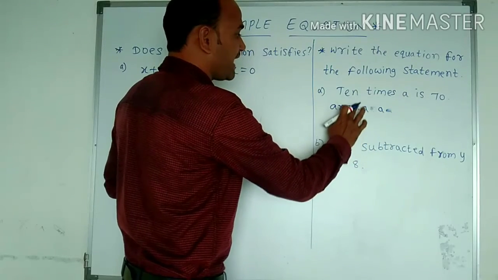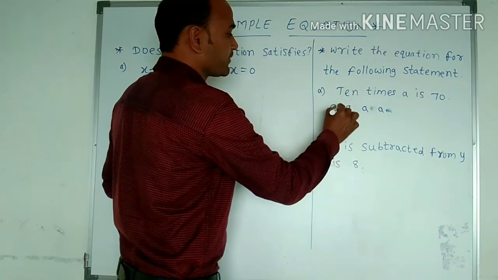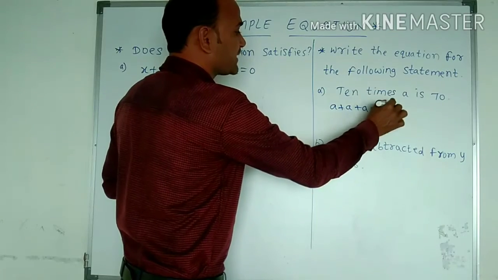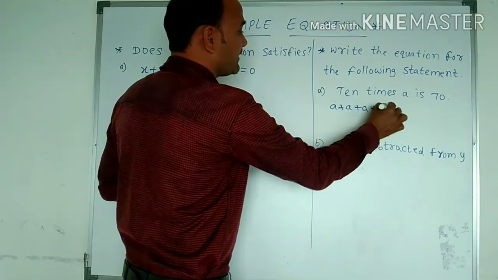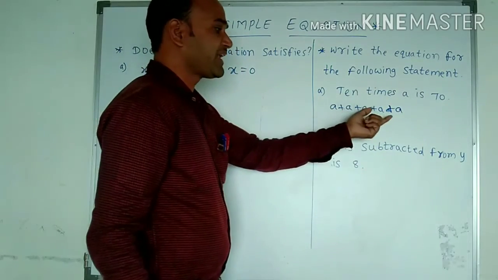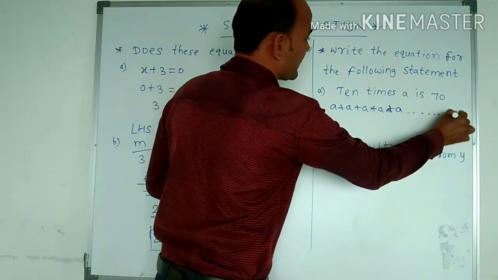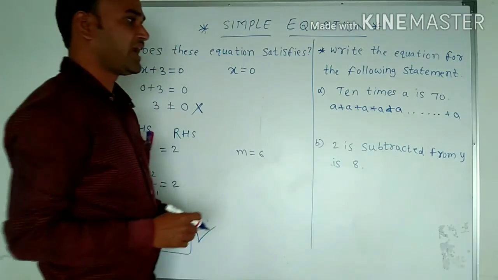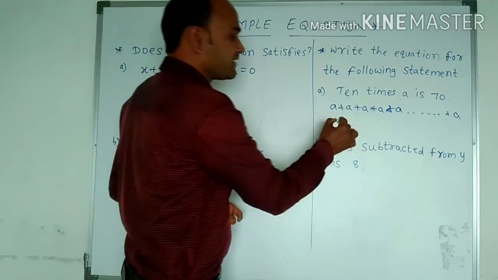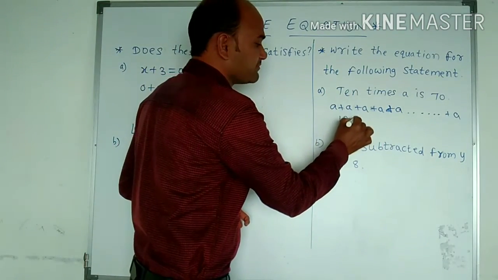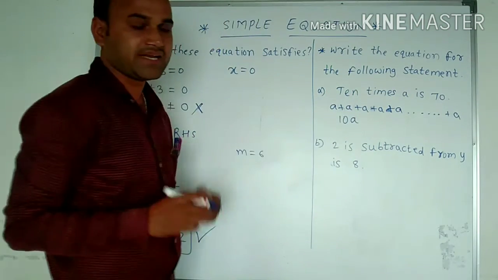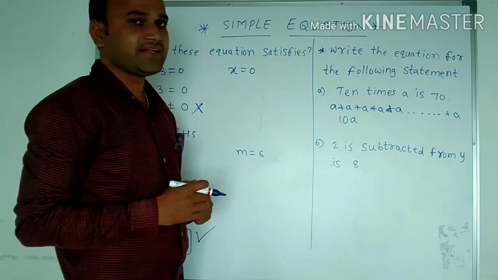It means the 10 we have to add here. Sorry, A we have to add. How many times do we have to add A? 10 times we have to add the A. It means that 10 times A becomes 10A. 10 times A becomes the 10A.